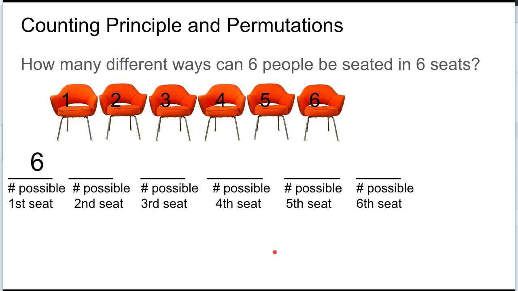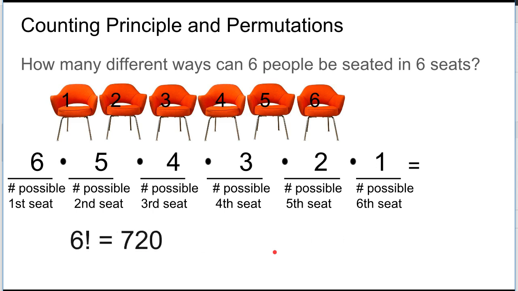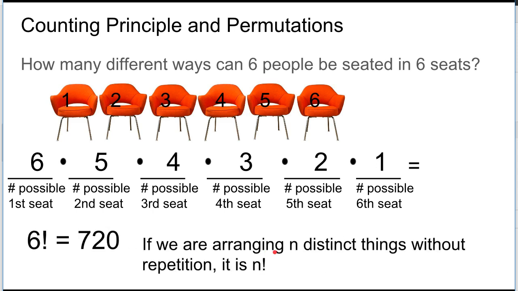Okay, so hopefully you did that, and hopefully you found out for the second seat I've got 5 different ways, and then 4, and then 3, and then 2, and then 1. That's 6 factorial, because once again you'll notice that I'm just arranging 6 objects, 6 at a time. That's going to be 6 factorial, which is 720 different ways that they can be seated. So keep in mind, if you're arranging n distinct things without repetition, it's just going to be n factorial.